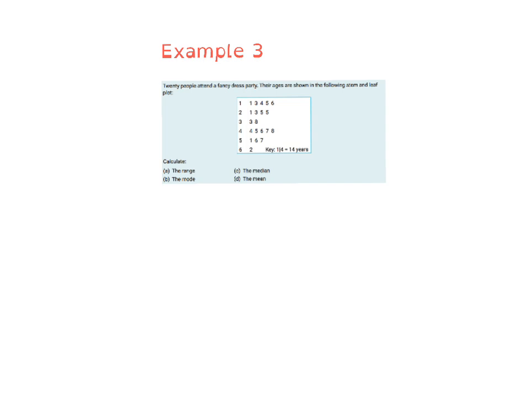So with this one, it's really important that you understand all the different key terms. So we have to know which one is range, which one is mode. So range is the difference between the biggest value on the graph and the smallest value. So the biggest value here is going to be 62 years. So it's going to be 62, take away the smallest value, which is 11.